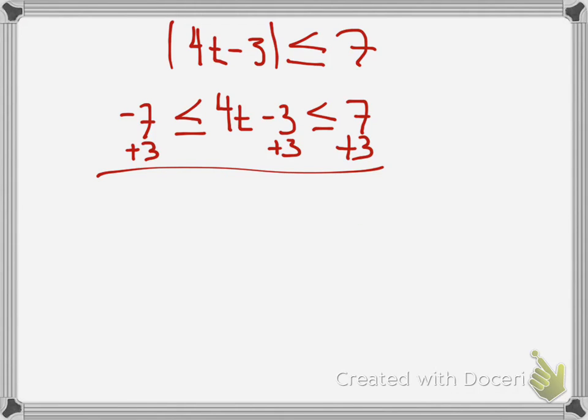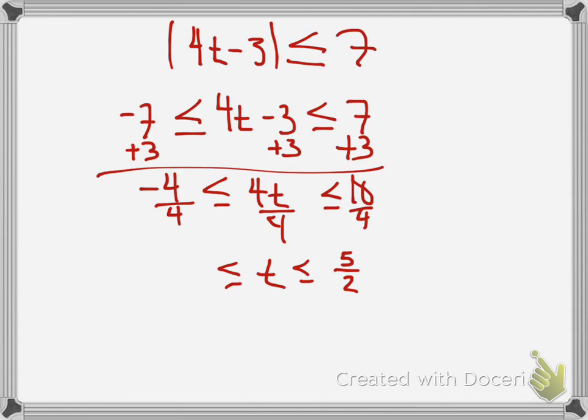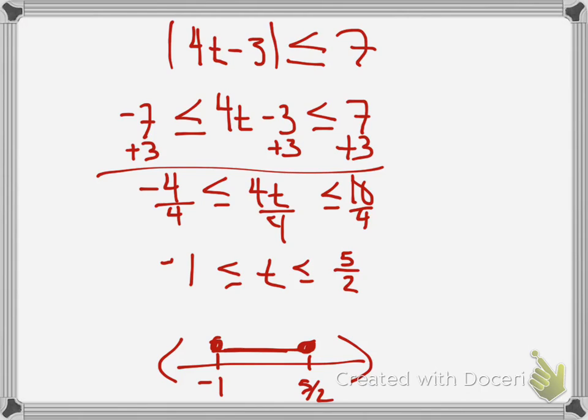Okay, sorry, hopefully I didn't skip anything, but I had to take care of something right there. So I added 3 to both sides. This one will give me 10. This one gives me negative 4. Then I'm going to divide by 4. And that would give me, this time, t is between negative 1 and 5 halves, like that. Plug them in, closed dot on both, there you go.